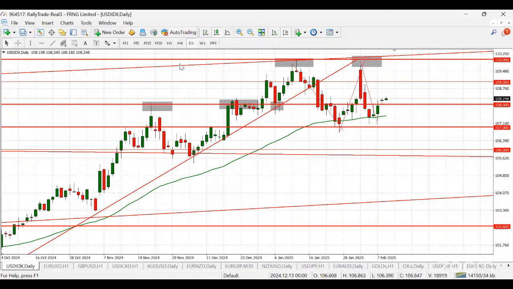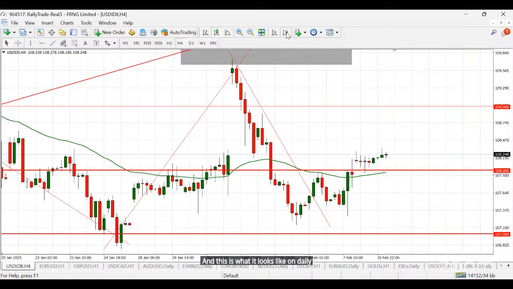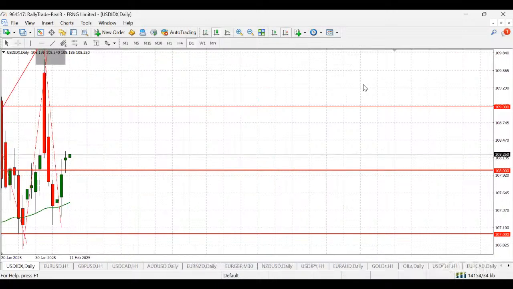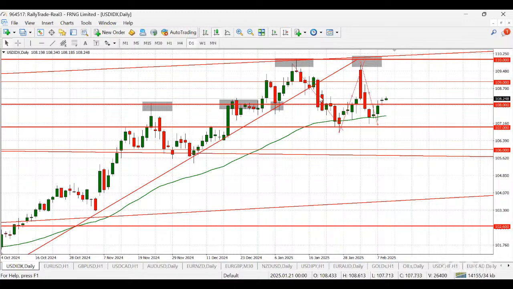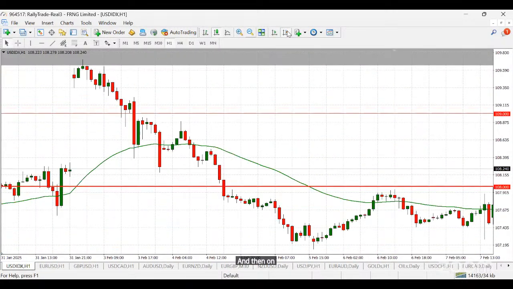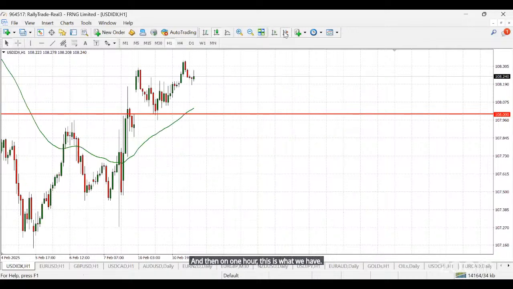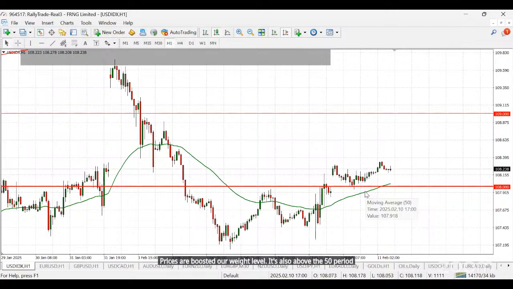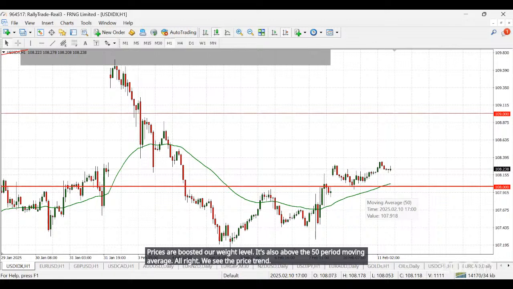And this is what it looks like on daily. This is what it looks like on the 4 hours time frame. And then on 1 hour, this is what we have. So this is that same 108 level we're looking at. Price is above that 108 level. It's also above the 50 period moving average, which signifies strength, of course.